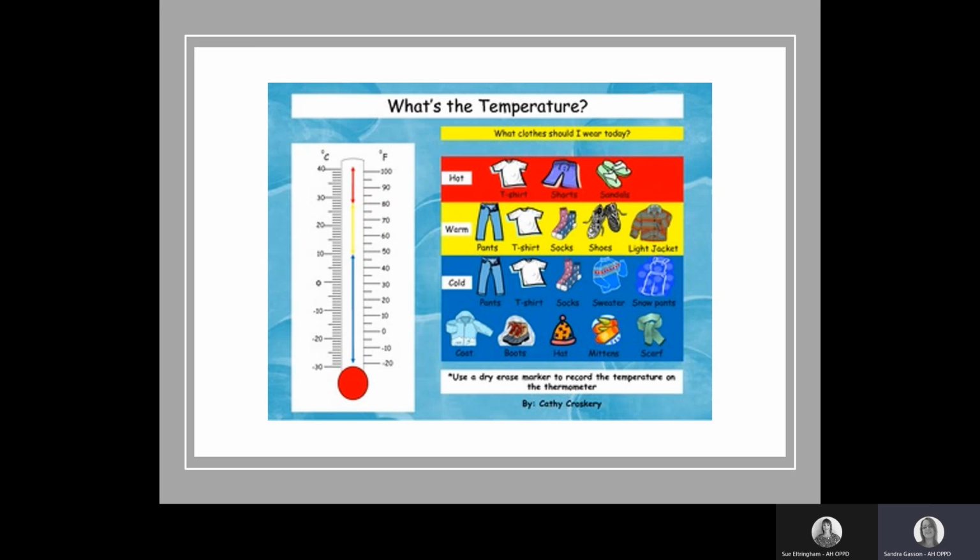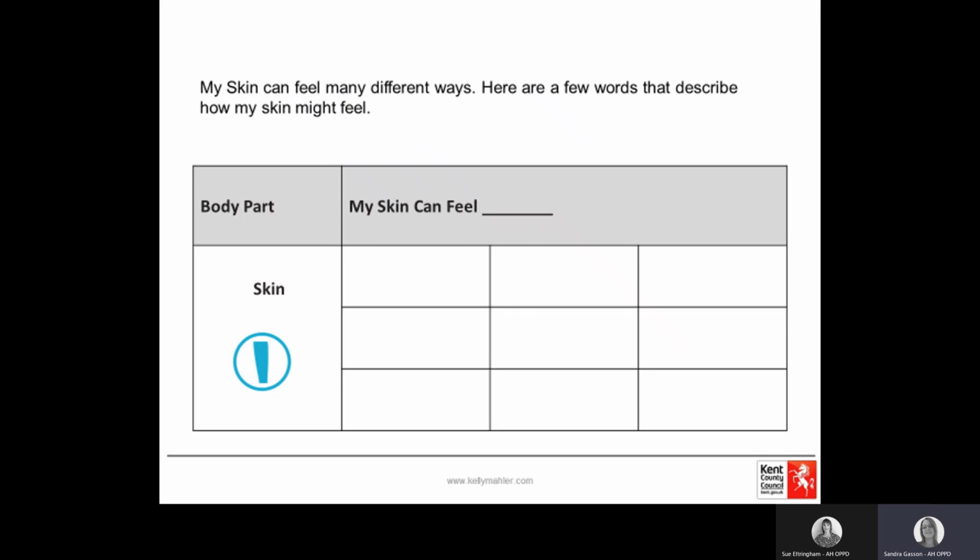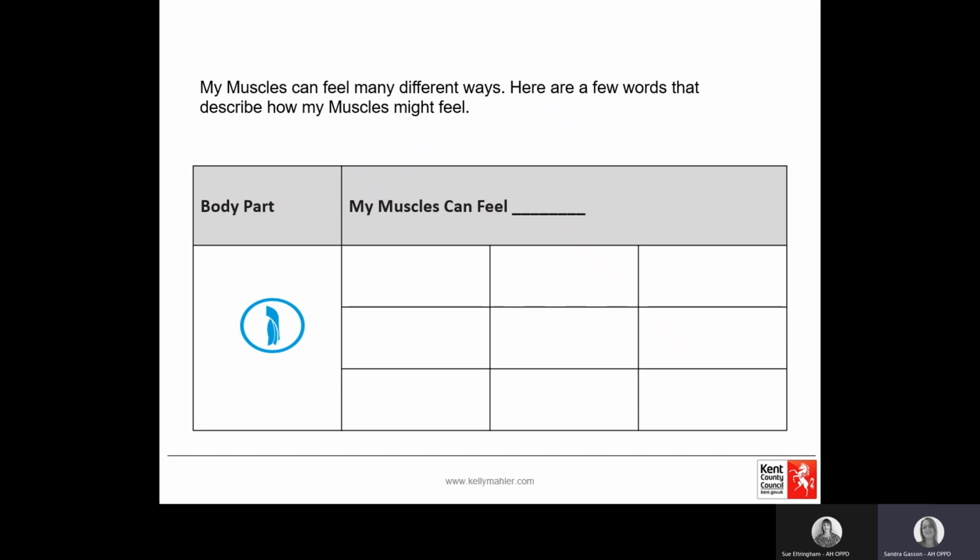This is a temperature chart for those of you who might need prompts to check what type of clothing you need in relation to the weather. And it could be used alongside other weather apps or other types of technology such as Alexa devices to check the weather outside prior to you going out. This template could support you to describe how your skin feels during a variety of different activities. And this template could also support you to describe how your muscles may feel after a variety of activities.